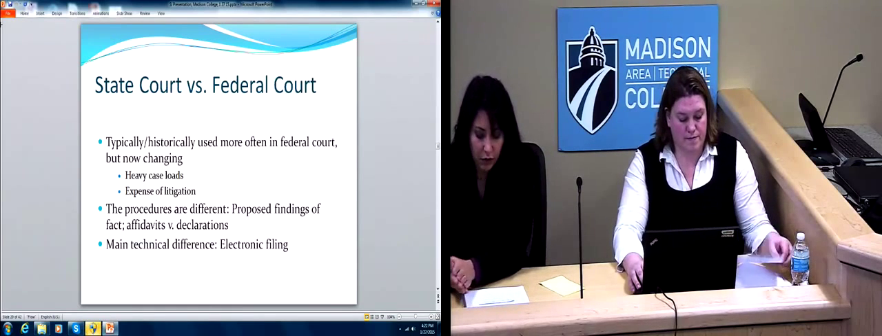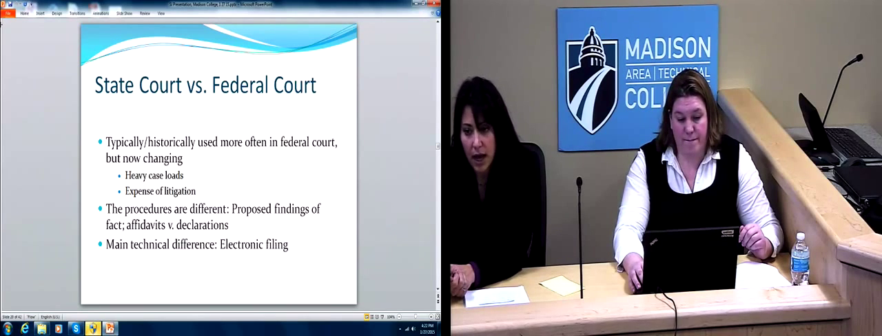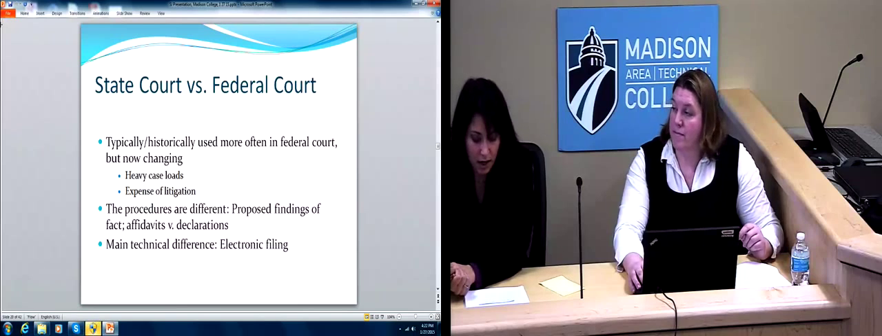State versus federal court. Historically, summary judgment was used more in federal court, but it's being used in state court a lot more now. I don't know why that is.